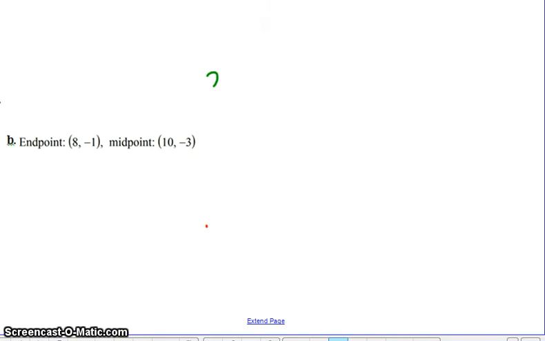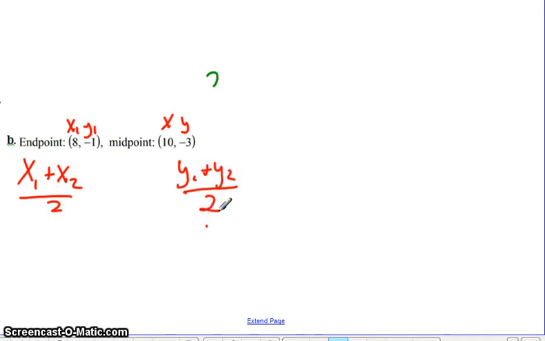All right, now let's do B. They give us the endpoint and the midpoint. So I label the endpoint x1, y1. I don't label the midpoint x2, y2. I know this is my final x and this is my final y. Then I use the equation: in the x values, x1 plus x2 over 2 is going to give me the x that I need, and y1 plus y2 over 2 is going to give me the y that I need. So in my equation, x1 is 8, so 8 plus x2 over 2. I don't know what x2 is, but I know that when I simplify that side, it should give me 10.